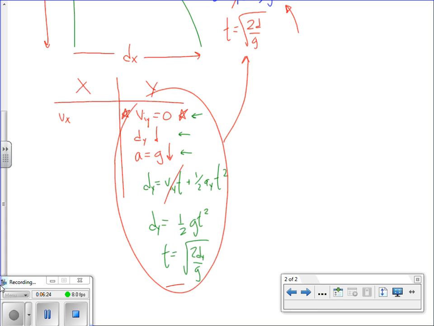But the whole time that it's in the air, it happens to be moving horizontally. So how far does it go horizontally? That's dx. It's just vx times t. So whatever you get here for time, that can go in there. Okay? So that's a big one to be able to do.